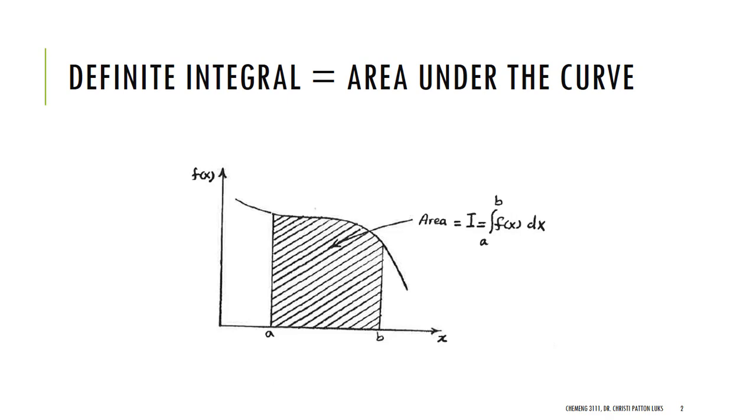You've seen in calculus that the definite integral can be interpreted as the area under a curve. If we evaluate this, we can do the antiderivative of f of x, evaluate it at b and evaluate it at a, and subtract those, and that will give us the exact area underneath this function.